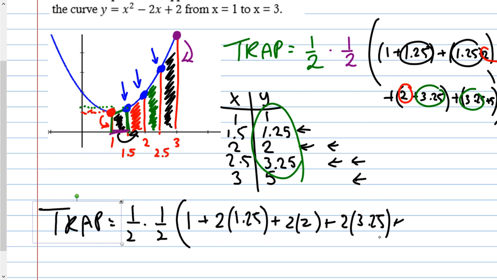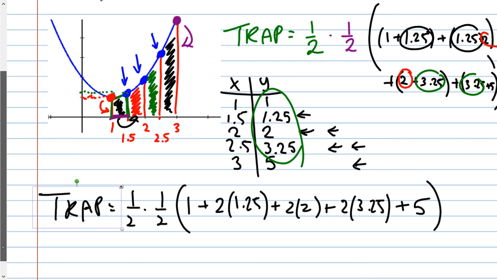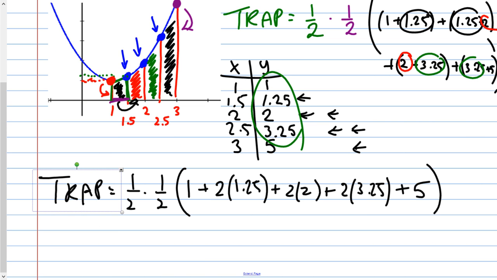And then finally, that's supposed to be a plus. Looks horrible. Let me erase that. Plus the last number, which is 5. Okay? That way, you take care of how the ones in the middle are doubling. Right? We use them twice. But anyway, here's trapezoidal approximation.